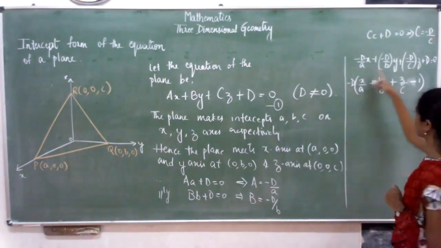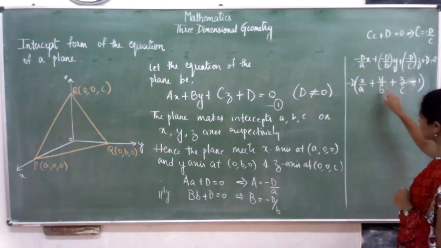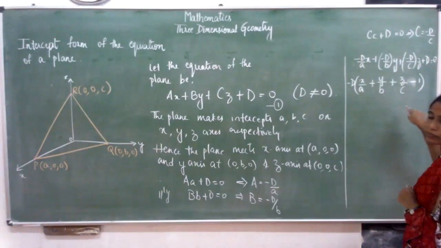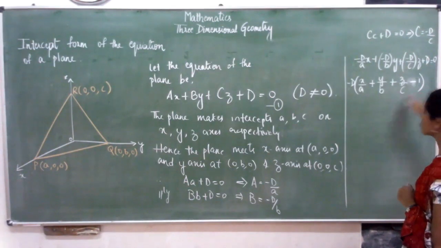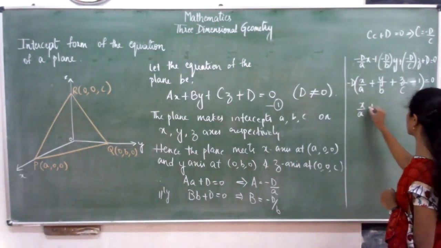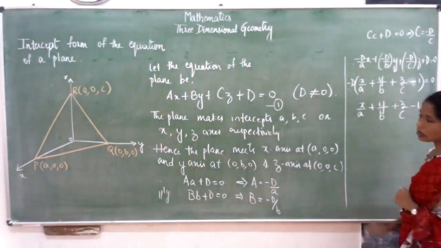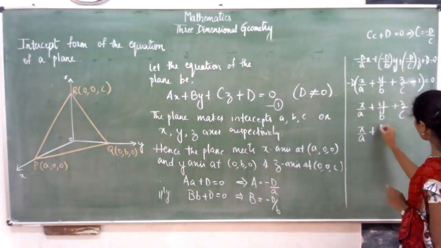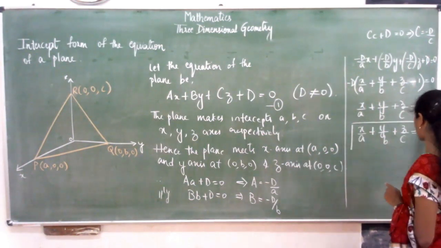Since we have taken minus d common, we get x by a, y by b, and again when I take the minus sign common here, I'll get plus z by c. So when I am taking minus d common, I'll get minus 1 is equal to 0. Therefore, I get x by a plus y by b plus z by c minus 1 is equal to 0. Hence, the intercept form of the equation of the plane is x by a plus y by b plus z by c is equal to 1.